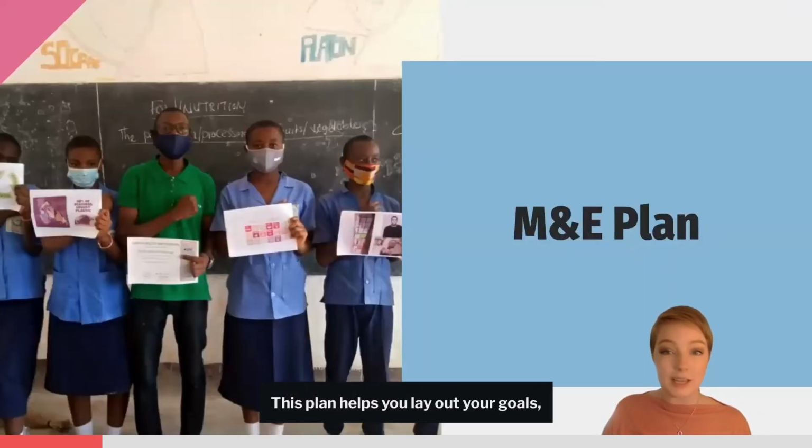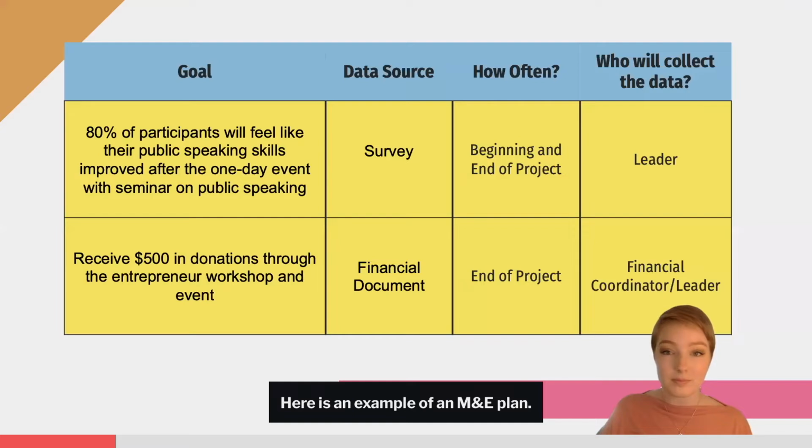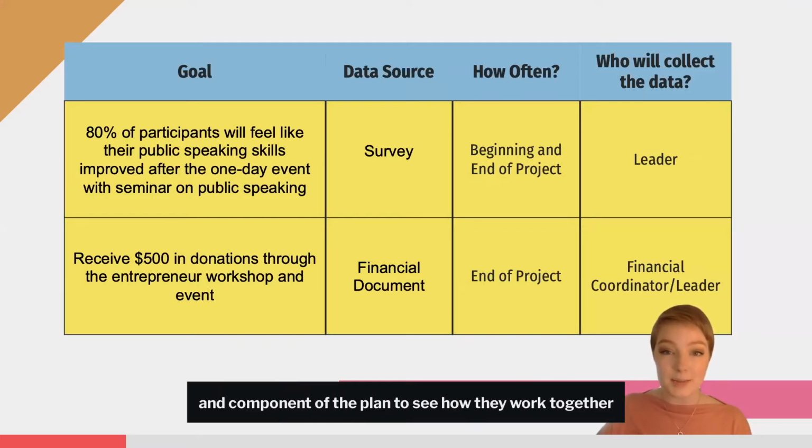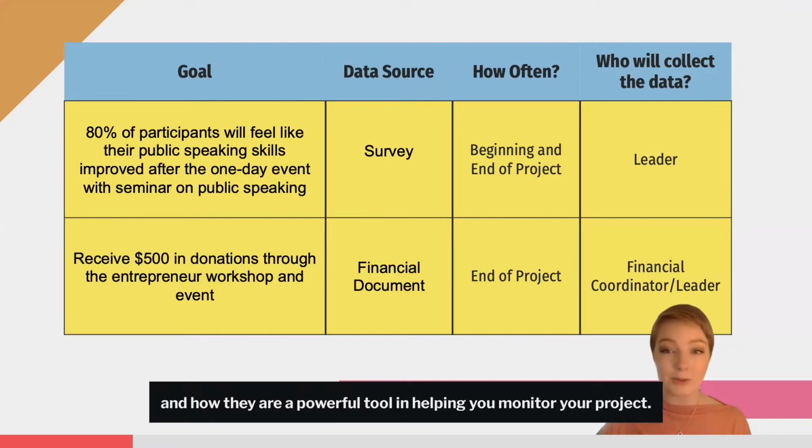This plan helps you lay out your goals, ways to identify if goals are being met, and how to report them later on. Here is an example of an M&E plan. Of course, you can adjust and change it to match your project details and specifics. So let's walk through each aspect and component of the plan to see how they work together and how they are a powerful tool in helping you monitor your project.